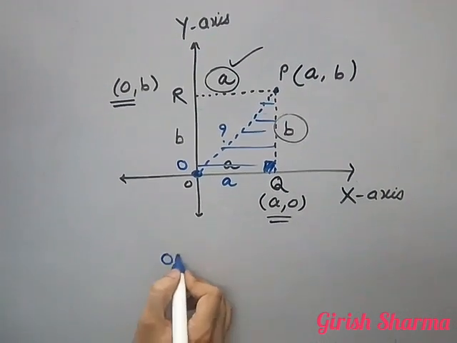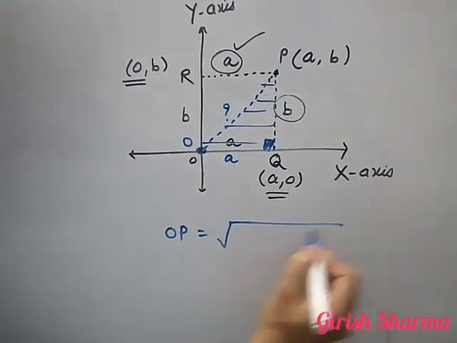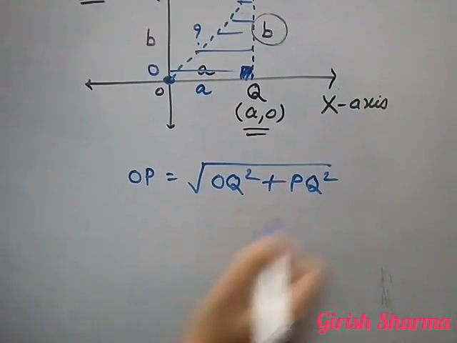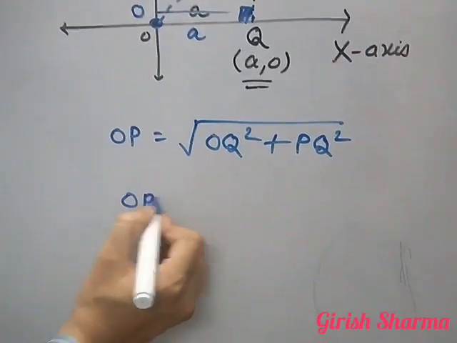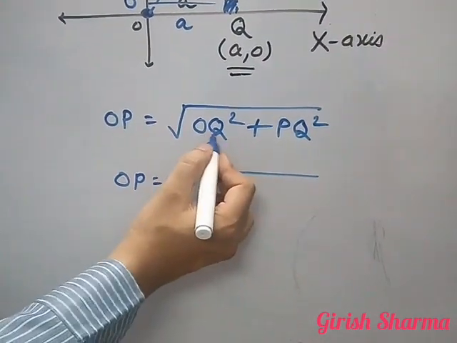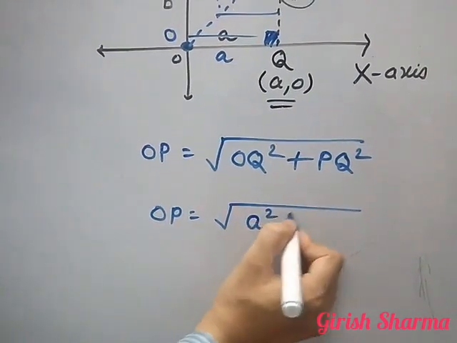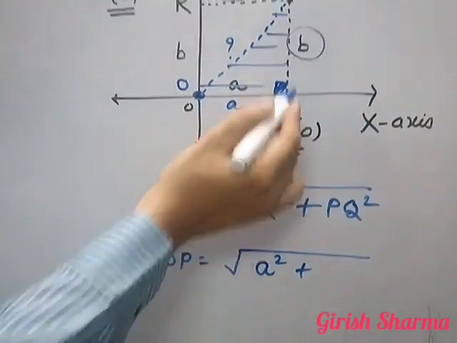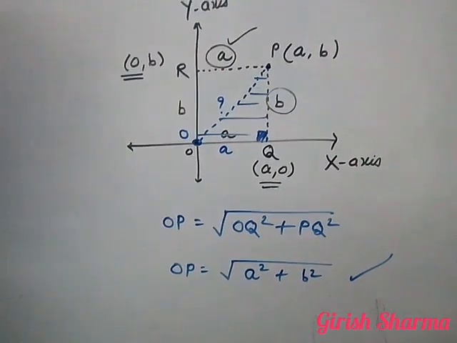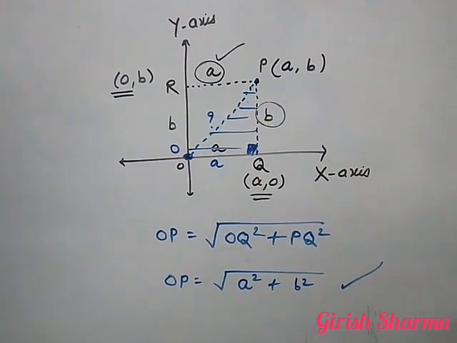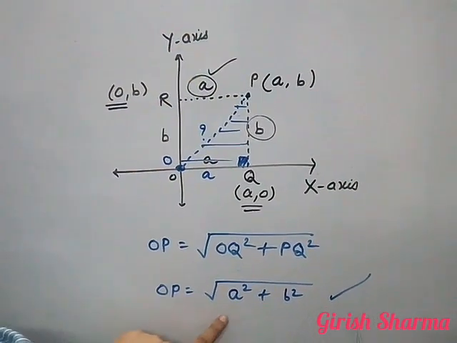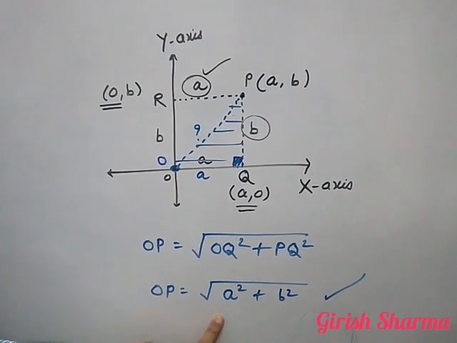Then what is OP? This will be the square root of OQ square plus PQ square, isn't it? Now what will be OP here? OP is equal to the square root of OQ, which is A, so A square, plus PQ, which is B square. This is called the distance from the origin to any given point. So you can easily get OP is equal to under root A square plus B square.